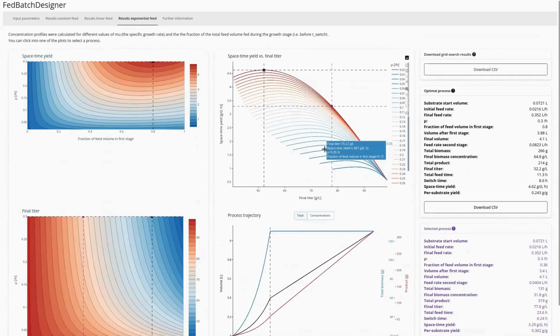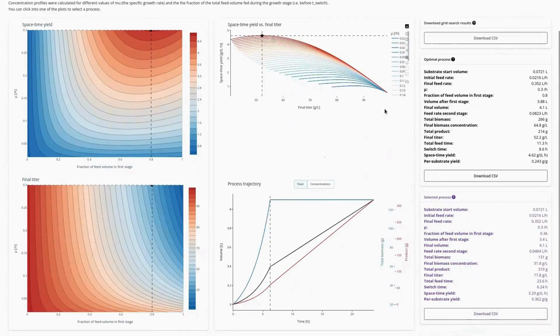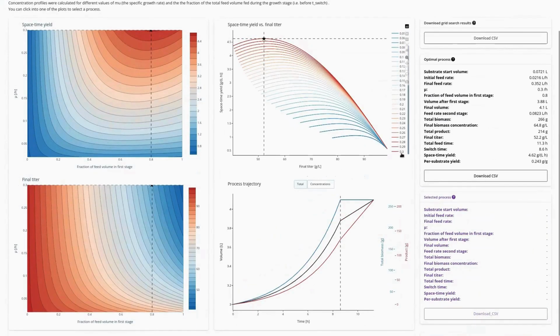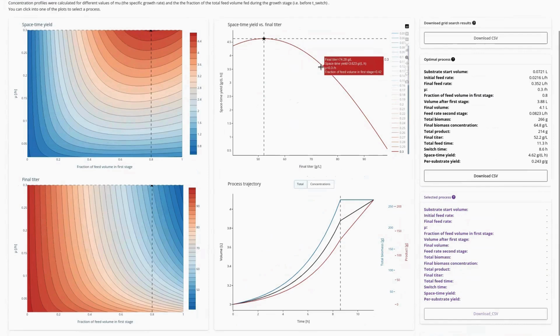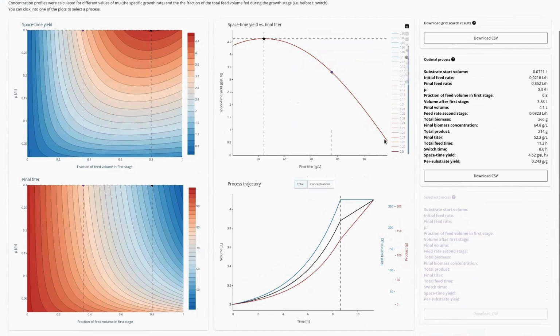This had a feed rate of 0.3 per hour. And we reached a similar titer and a similar yield, but a higher productivity.